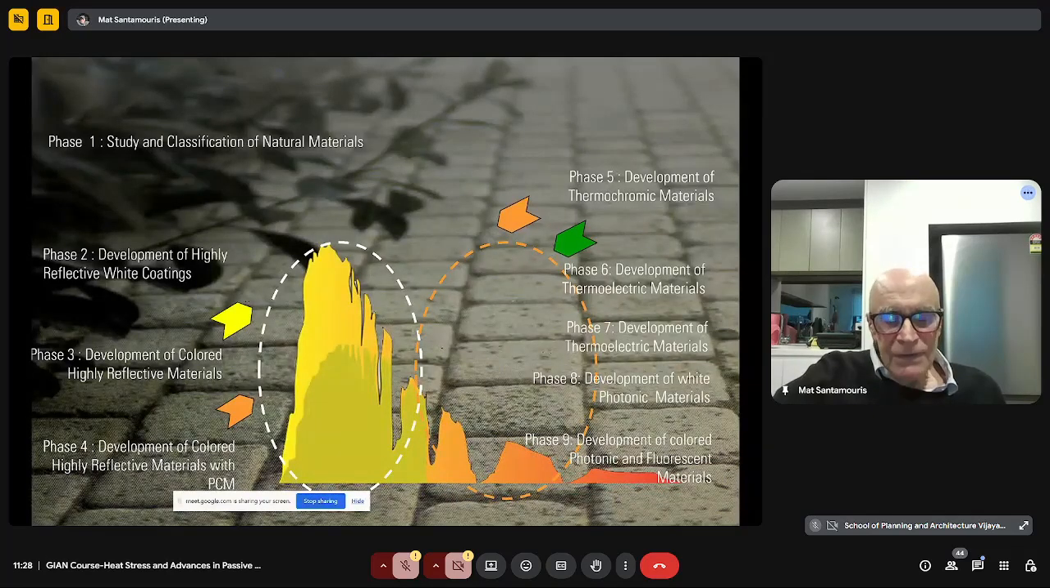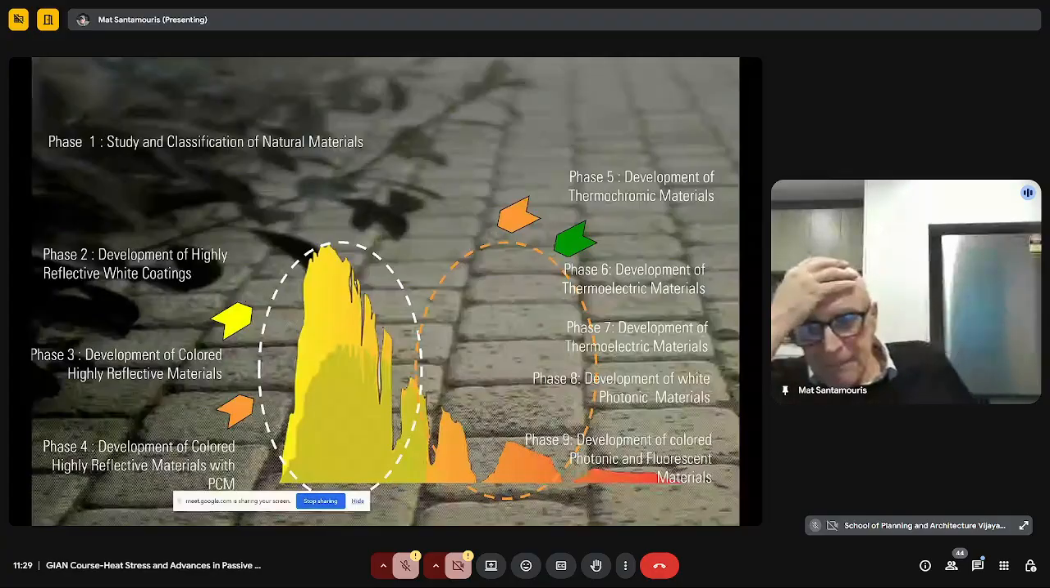But the capacitance is really a property of the materials that cannot change. Yes, but we can increase the capacity of the material by adding some ingredients, which are called phase change materials, PCM, which keep the heat that is entering the material stored, and then release it back. So this generation of materials presents high reflectance, high emittance, and high capacitance.